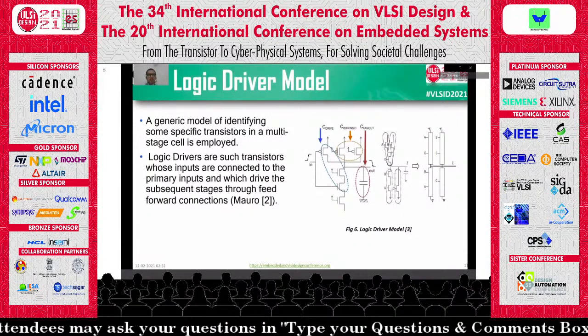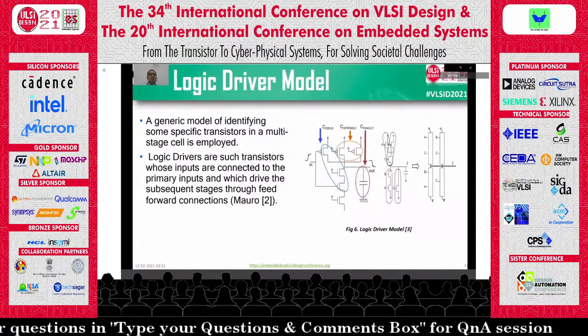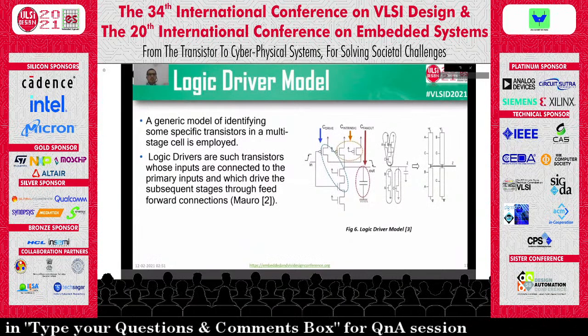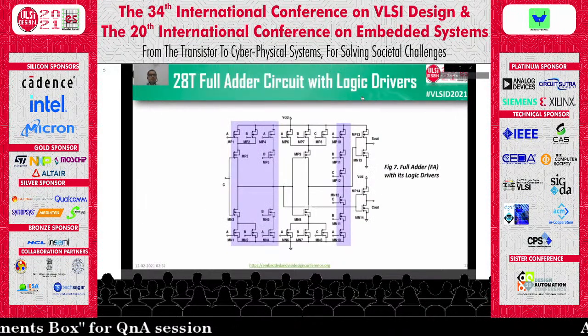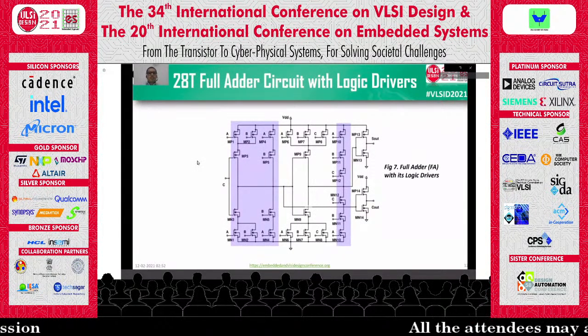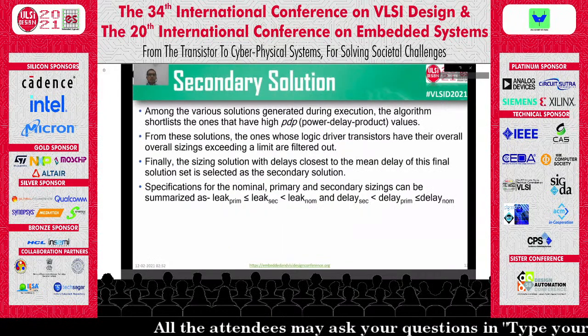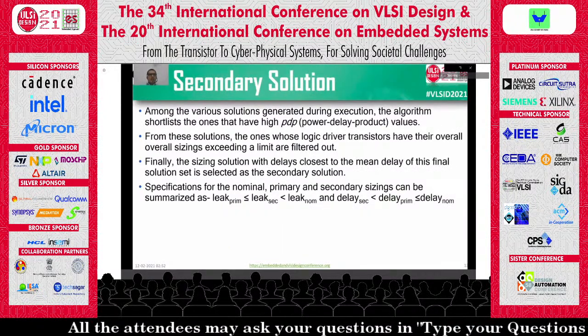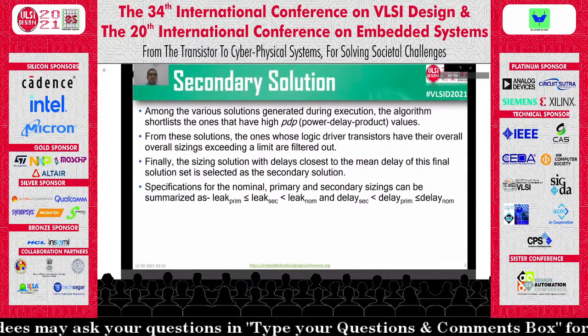Now, this logic driver model helps us to identify certain transistors whose sizings, if we control, then we can directly control the input capacitance of the cell. So here we can see this is a representation of a 28 transistor architecture of a full adder circuit. The blue shaded transistors represent its corresponding logic drivers. Now, the secondary solution is filtered out from the multiple solutions generated at the various stages of the algorithm with the help of these mentioned criteria.